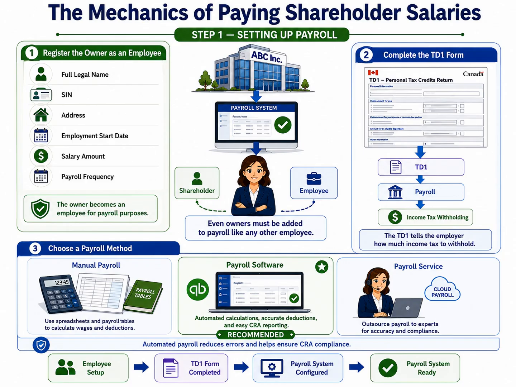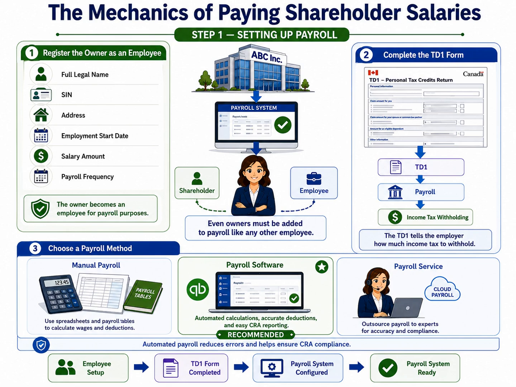Next comes the TD1 personal tax credits return. This form is completed by the employee and tells the employer how much income tax should be withheld from each salary payment. Using the correct TD1 information helps ensure that payroll deductions are calculated accurately throughout the year.